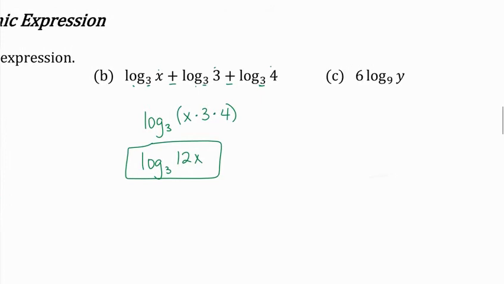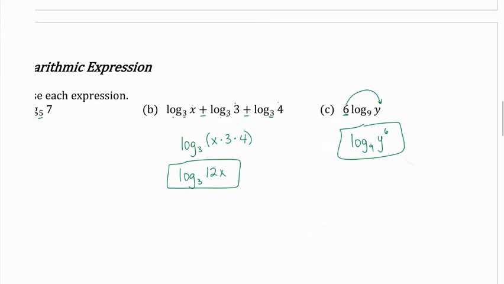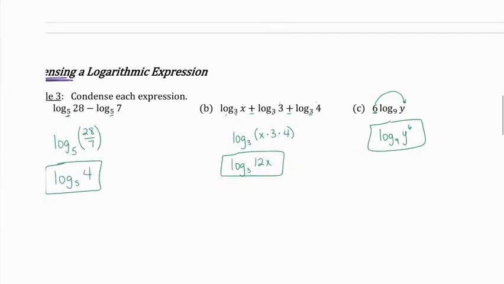Okay, and then our third rule here, if you've got a number out in front of the logarithm, to condense that, we're going to make that an exponent, right? The opposite of what we did before. When we saw an exponent, we put it out in front. Or if you see a number out in front, you can make it an exponent. So this one will become log base 9 of y to the 6th power. Okay. All right, so there's kind of our 3 rules one at a time.